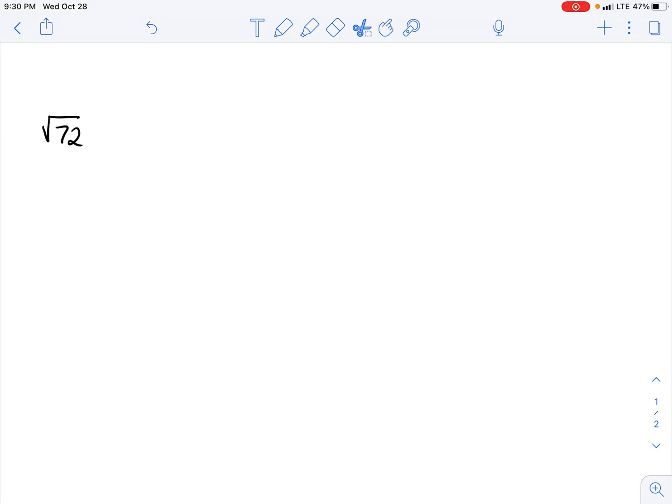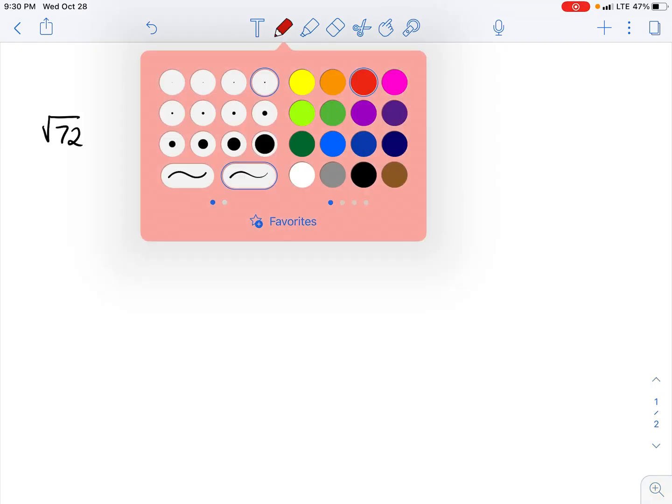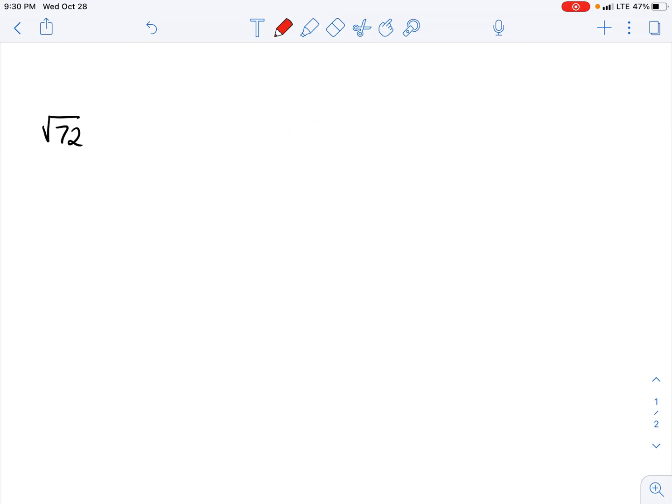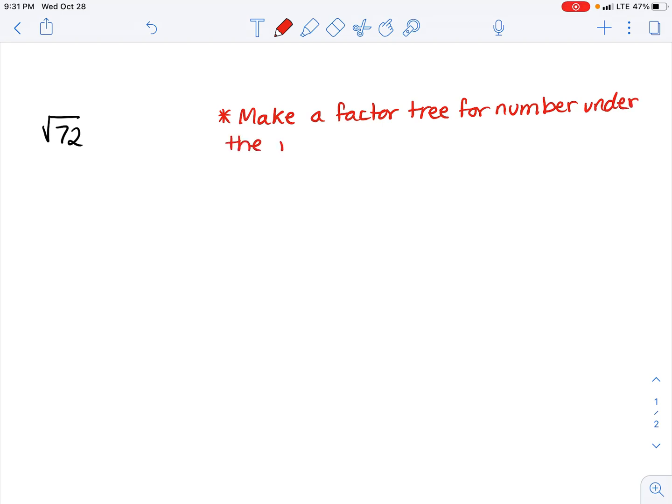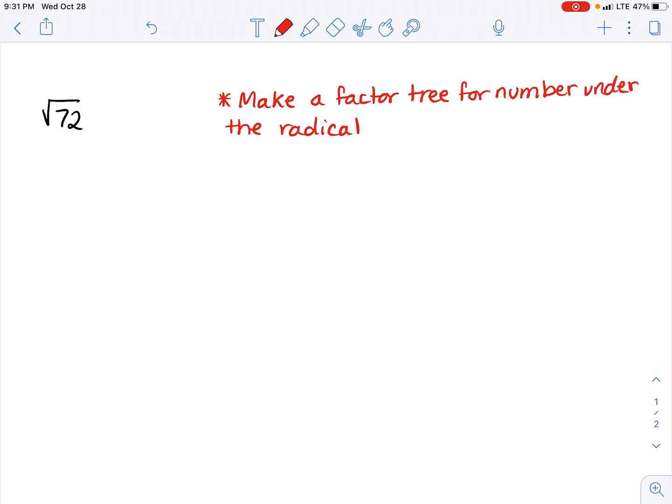Okay, so let's do another example. So again, what I'm going to do to simplify this is make a factor tree for a number under the root, or the radical. Okay, so here what I'm going to do is make a factor tree for 72.